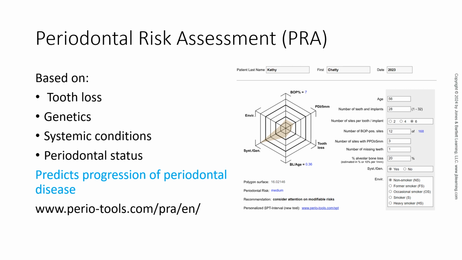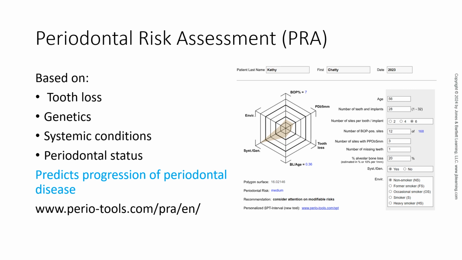So it calculated that, 28 teeth, 6 sites, it was 168 bleeding on probing sites, and 12 of those were bleeding. Number of sites with greater than 5 millimeter pockets, she has 3 sites, and she's got 1 missing tooth, and her radiographic bone loss is about 20%. She does have systemic issues. She has hypothyroidism, and she is a non-smoker.